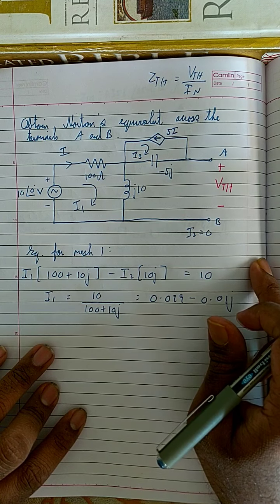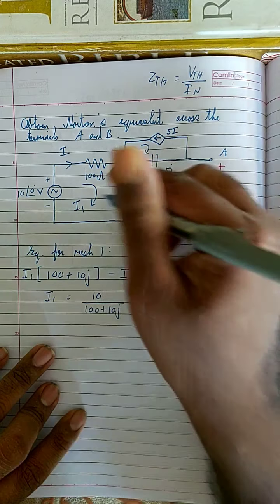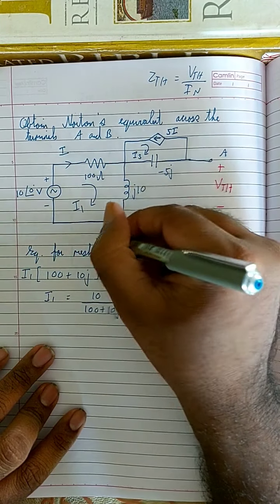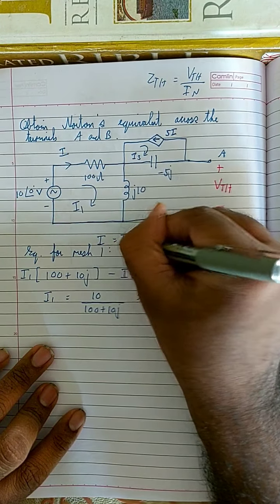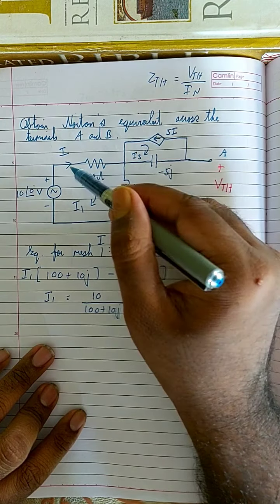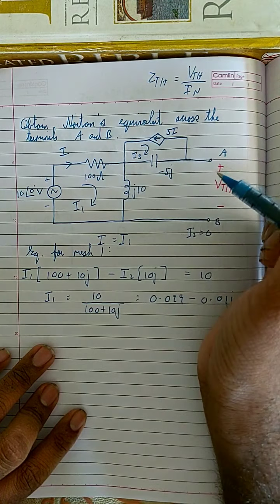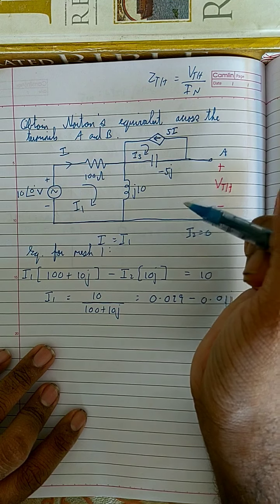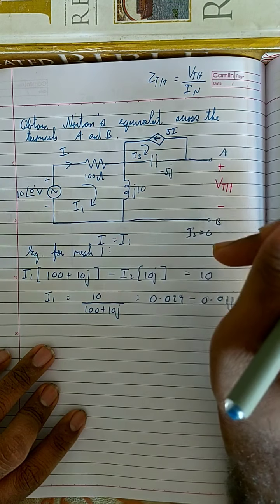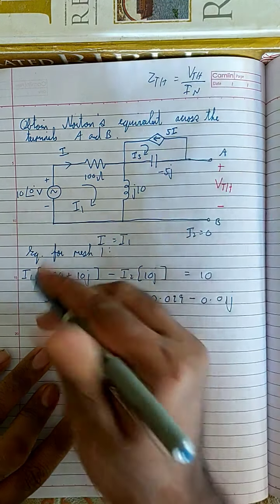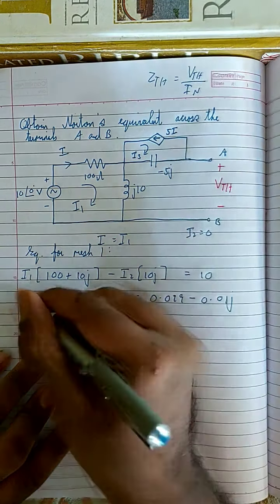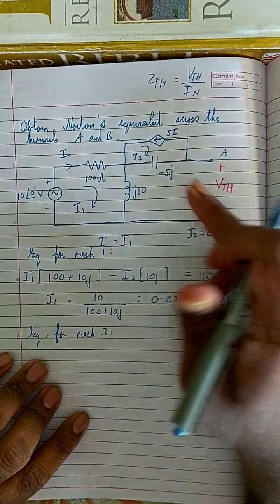And what about I3? I forgot to write the equation of I. The equation of I is I equal to I1, because I1 is the current through this branch. Now the equation for mesh 2, or the equation for VTH. First let me write the equation for mesh 3. I hope you already know why I'm writing the equation for mesh 3 first instead of mesh 2.